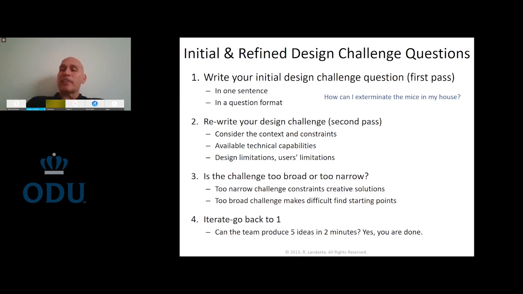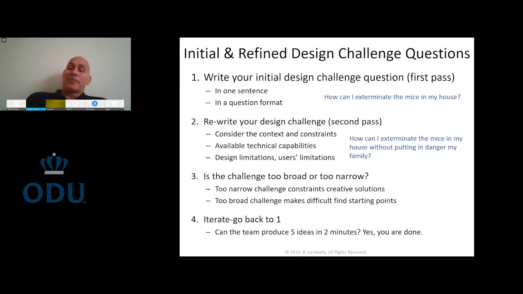How can I exterminate the mice in my house? That's my initial design challenge question that defines my problem, right? But I know that it's the first pass. So with constraints added to it: how can I exterminate the mice in my house without putting my family in danger? But is it ready yet?